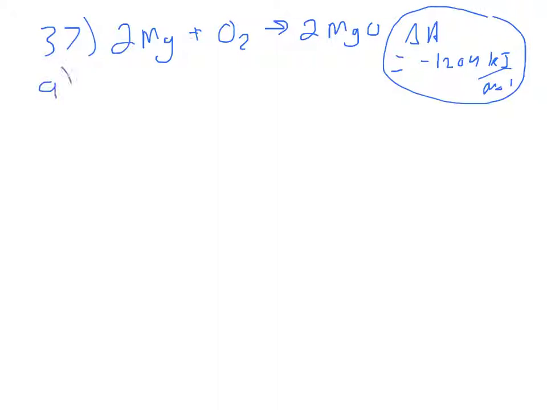So A is pretty easy. It just wants to know, is that an endothermic or an exothermic? It is exo because it's a negative sign. Heat is leaving the system.